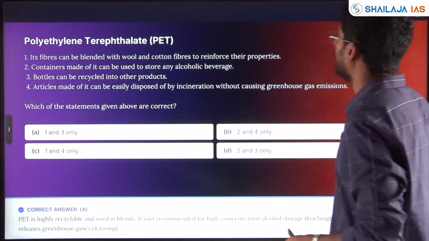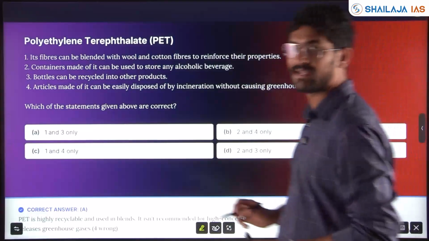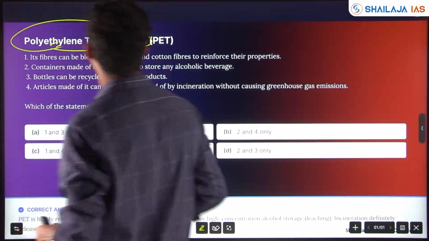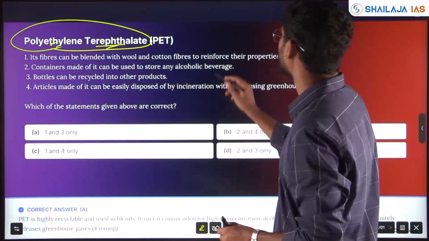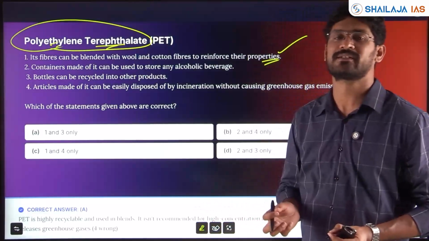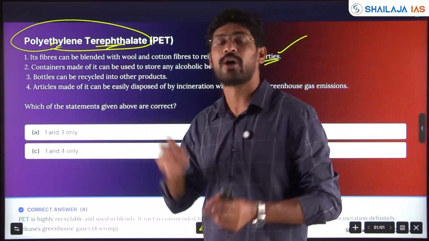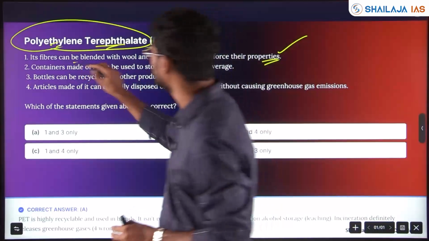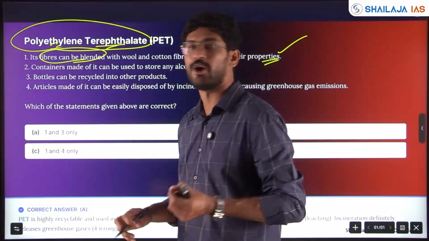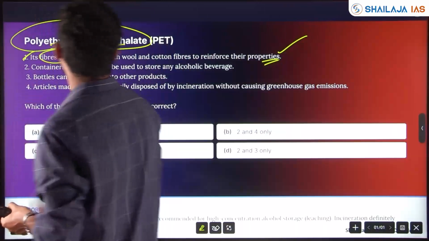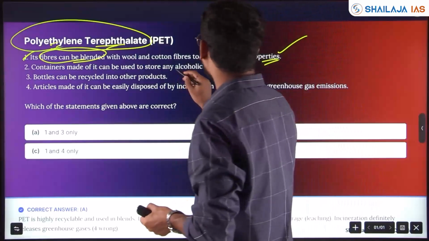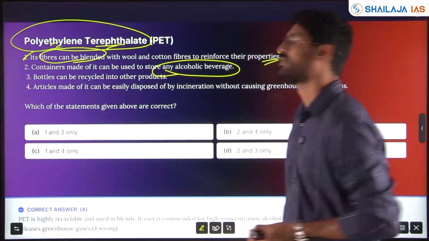Next, with respect to PET, plastics, again a question asked, polyethylene terephthalate. Its fibers can be blended with wool and cotton fibers to reinforce their properties. Yes, synthetic plastics, for example, can be blended with natural fibers to make them stronger. Okay, rayon, nylon, all this. Yes, you can use plastic with natural fibers. Containers made of it can be used to store any alcoholic beverage.